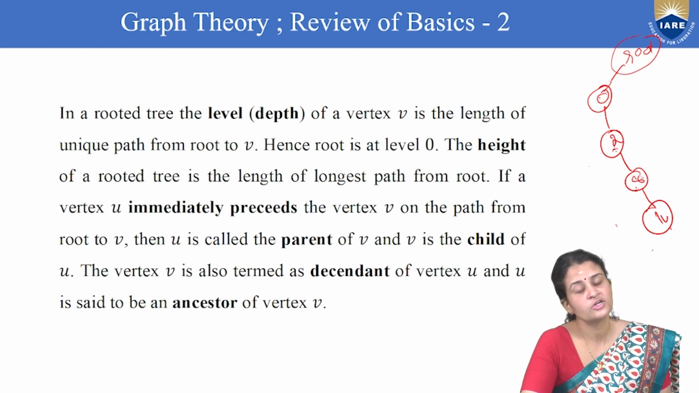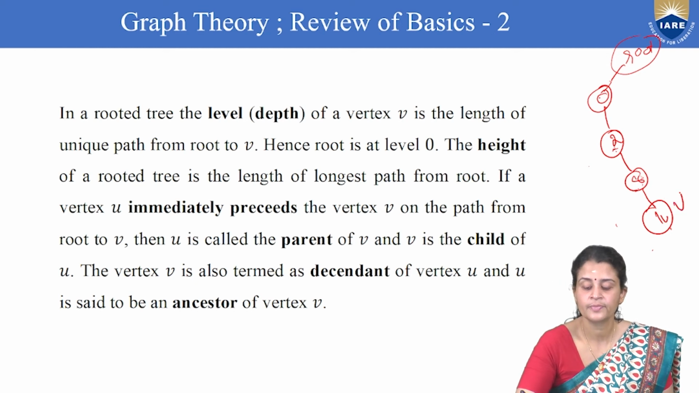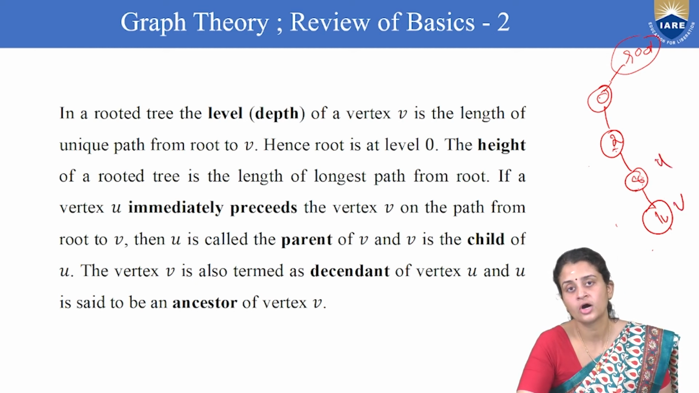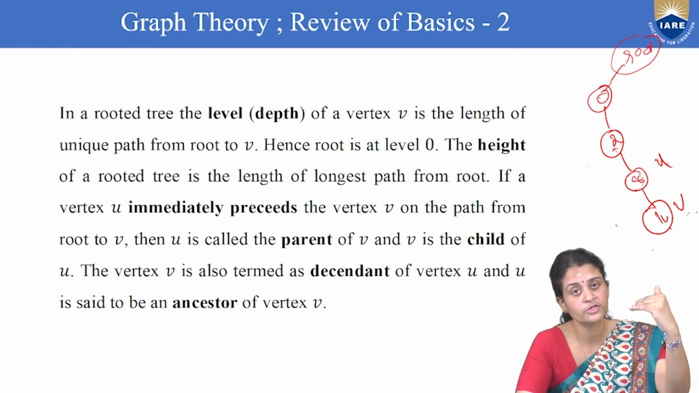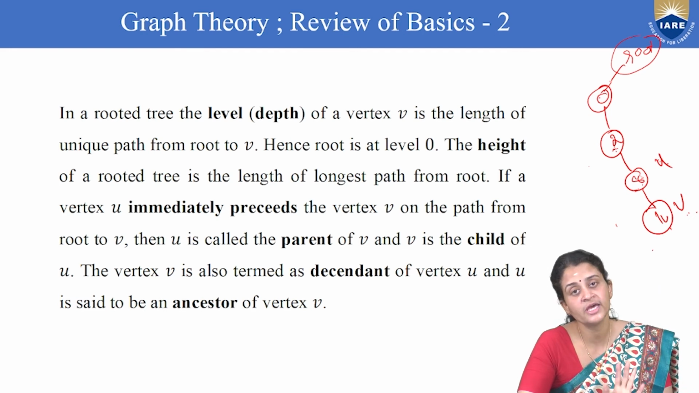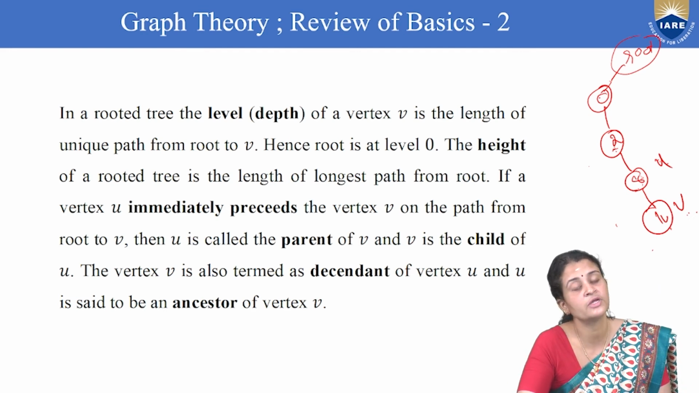If it is U and V, then U is called the parent of V and V is called the child of U. And V is also termed a descendant of U, and U is called the ancestor of V. As with family trees, first comes the ancestor, then the next descendant, right? The same way, all these terminologies have been given here.